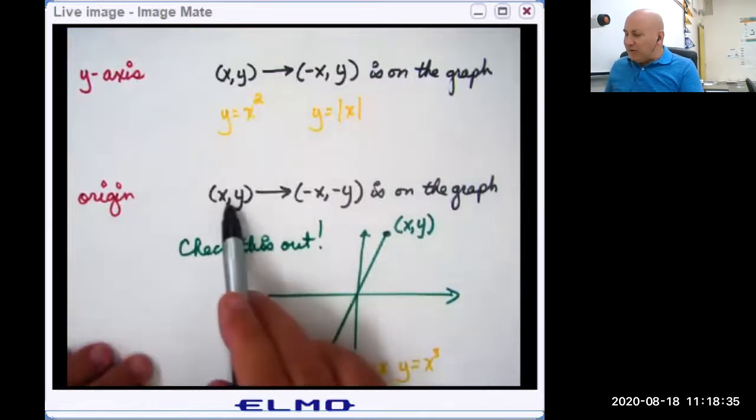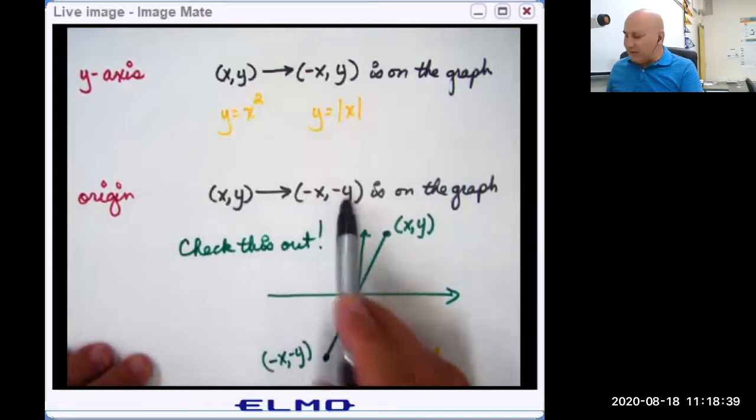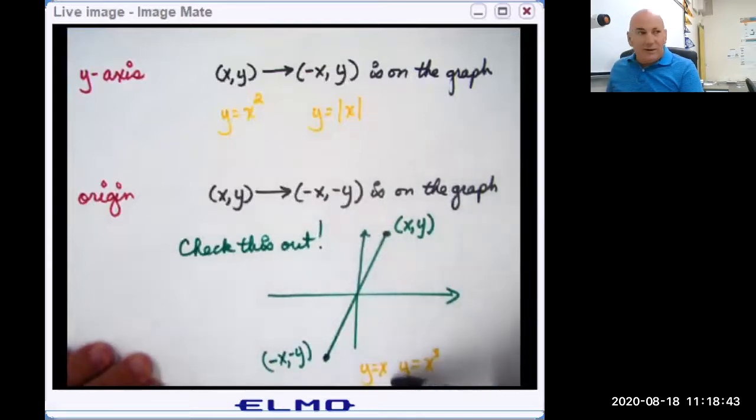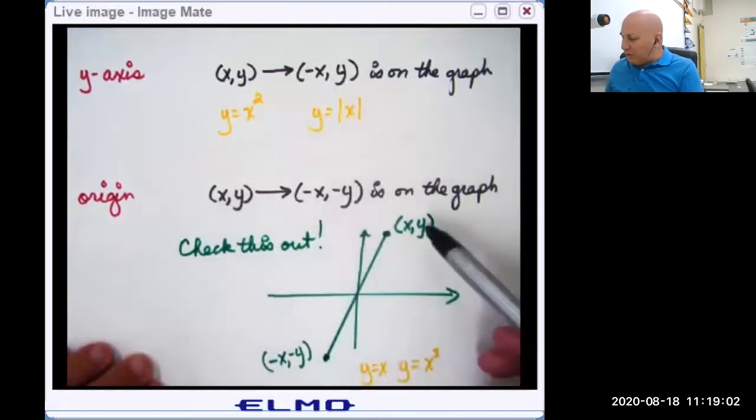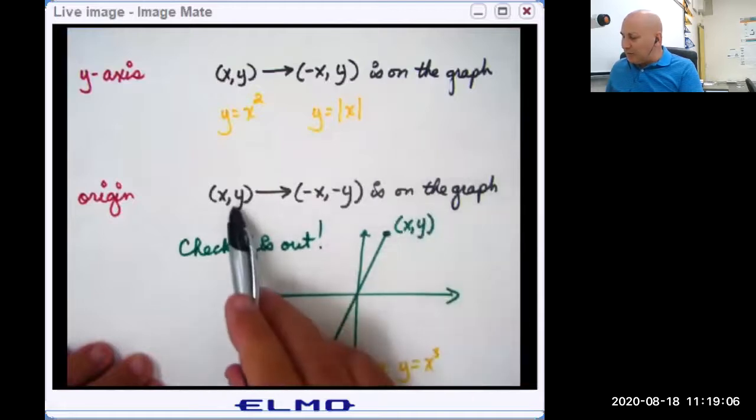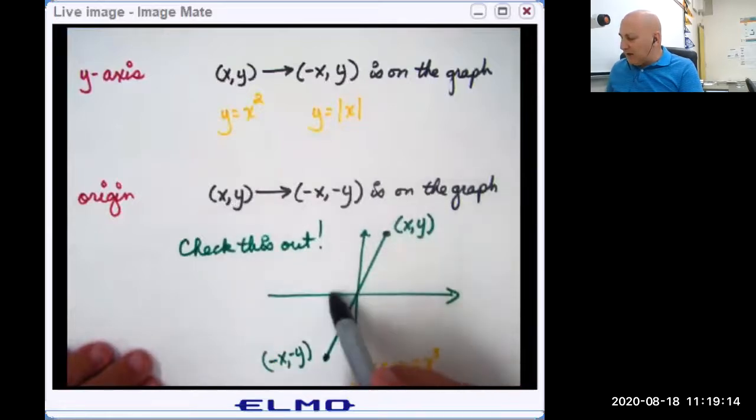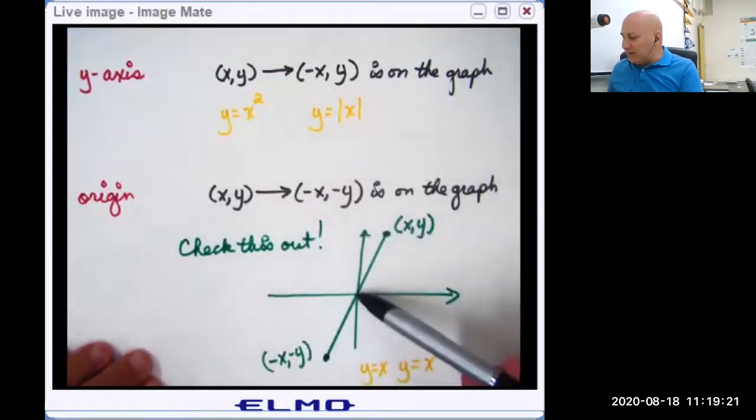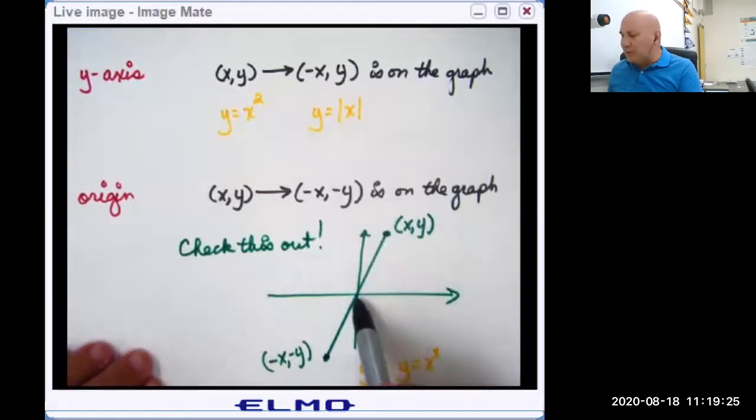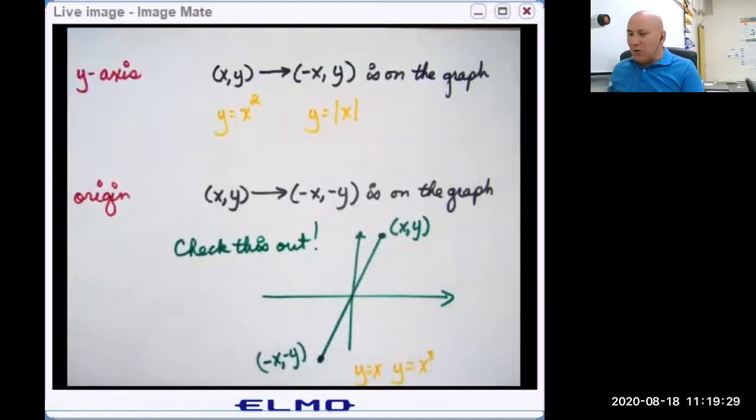Symmetry about the origin. If x, y is on the graph, then negative x, negative y is on the graph. And you should be able to see that down here, y equals x, a line with a slope of 1 through the origin. Y equals x cubed. Both of those have origin symmetry because this is true in both. Also, you'll notice that if we pick y equals x cubed, the point 2, 8 would be on the graph, and negative 2, negative 8. You should be able to take these two points, connect them with a line segment, and that line segment will always go through 0, 0, the origin. It's a way to test if something has origin symmetry.